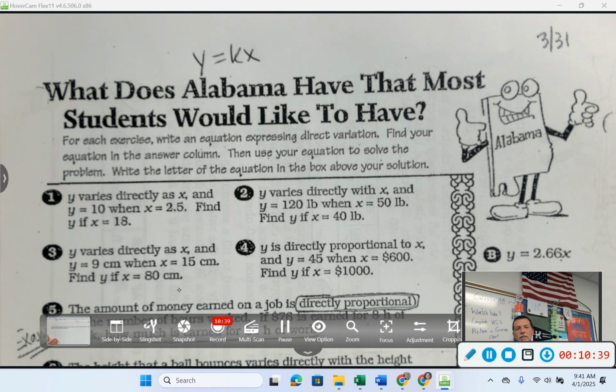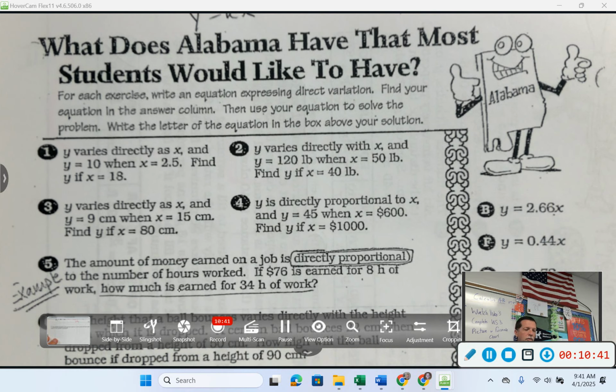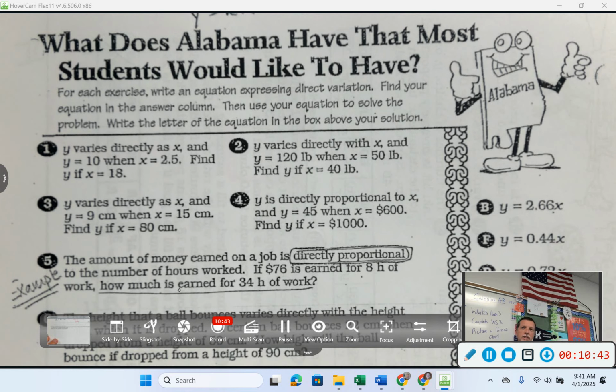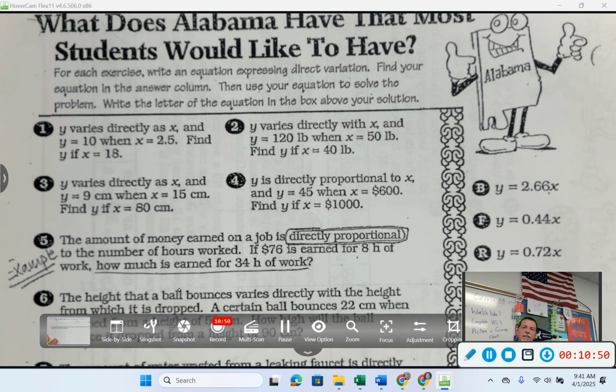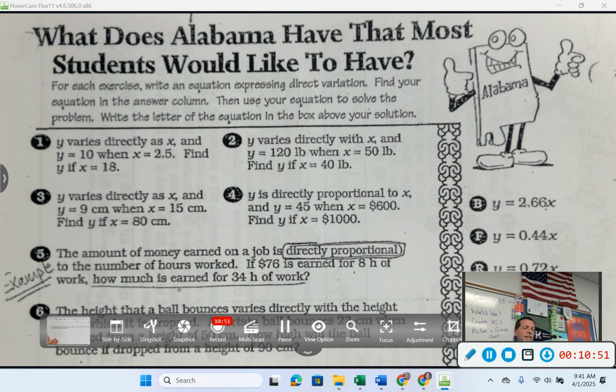I'd like to pat myself on the back. I figured out the answer to this one before I worked it, or at least I was close. What does Alabama have that most students would like to have? Well, work the problem and get the dumb answer. Let's do number 5 together. Make sure we're on the right track.